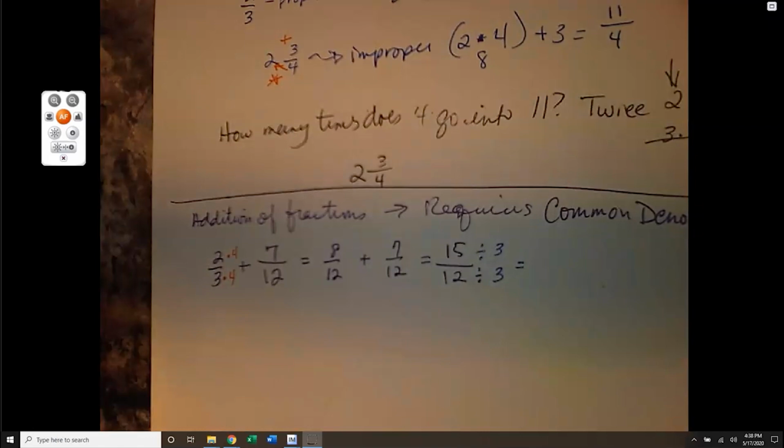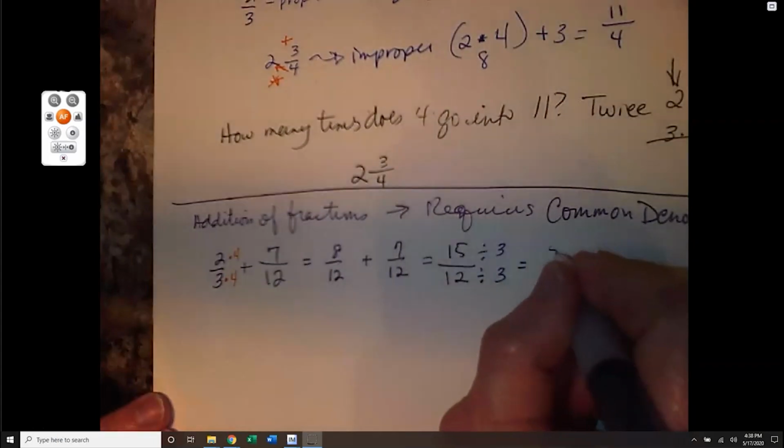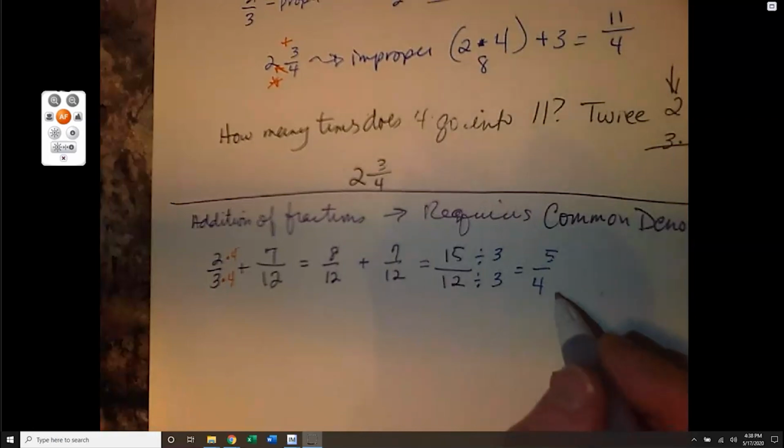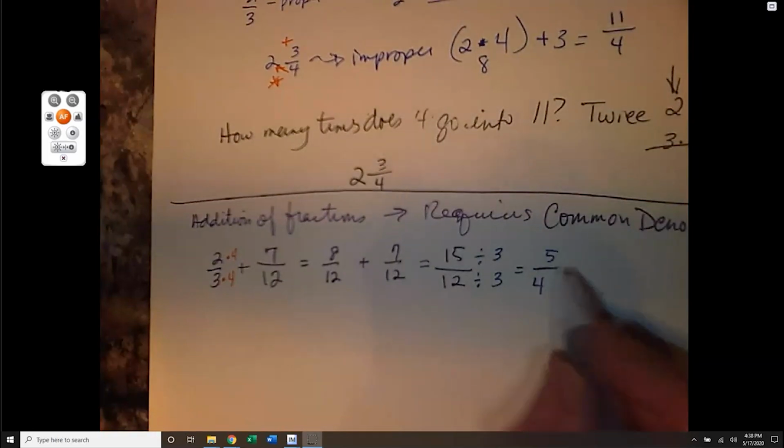So if I divide both of those by 3, what do we get? That's right, you know it. It would be 5 on the top and 4 on the bottom. So we have 5/4. That is an improper fraction in simplest terms, but then typically, unless we were in the middle of using this for a calculation, we would change this to a mixed number.